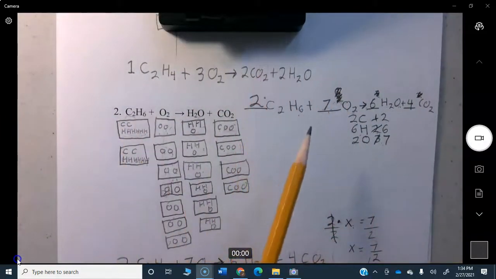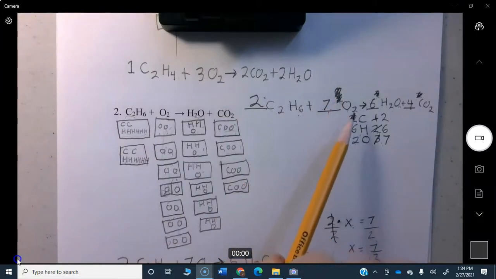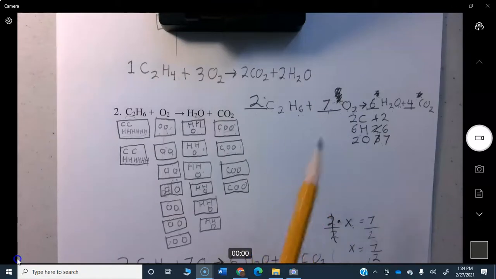It's not unusual in a combustion reaction. I won't say it happens most of the time that you'll end up with that kind of fractional situation with the O2. Just know how to deal with it when it happens. It's not that tricky. It's a little basic math, and that's it. Okay? All right.